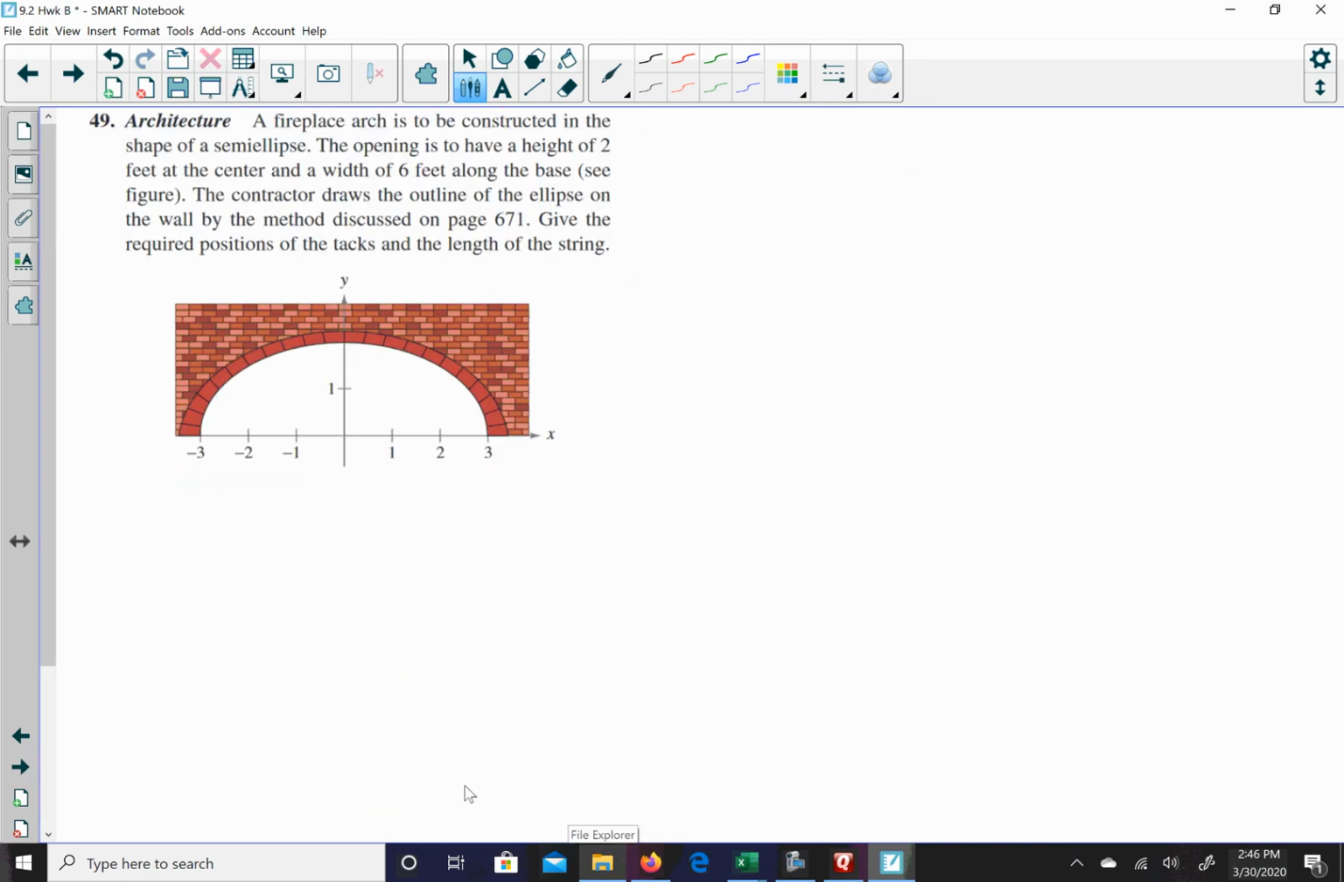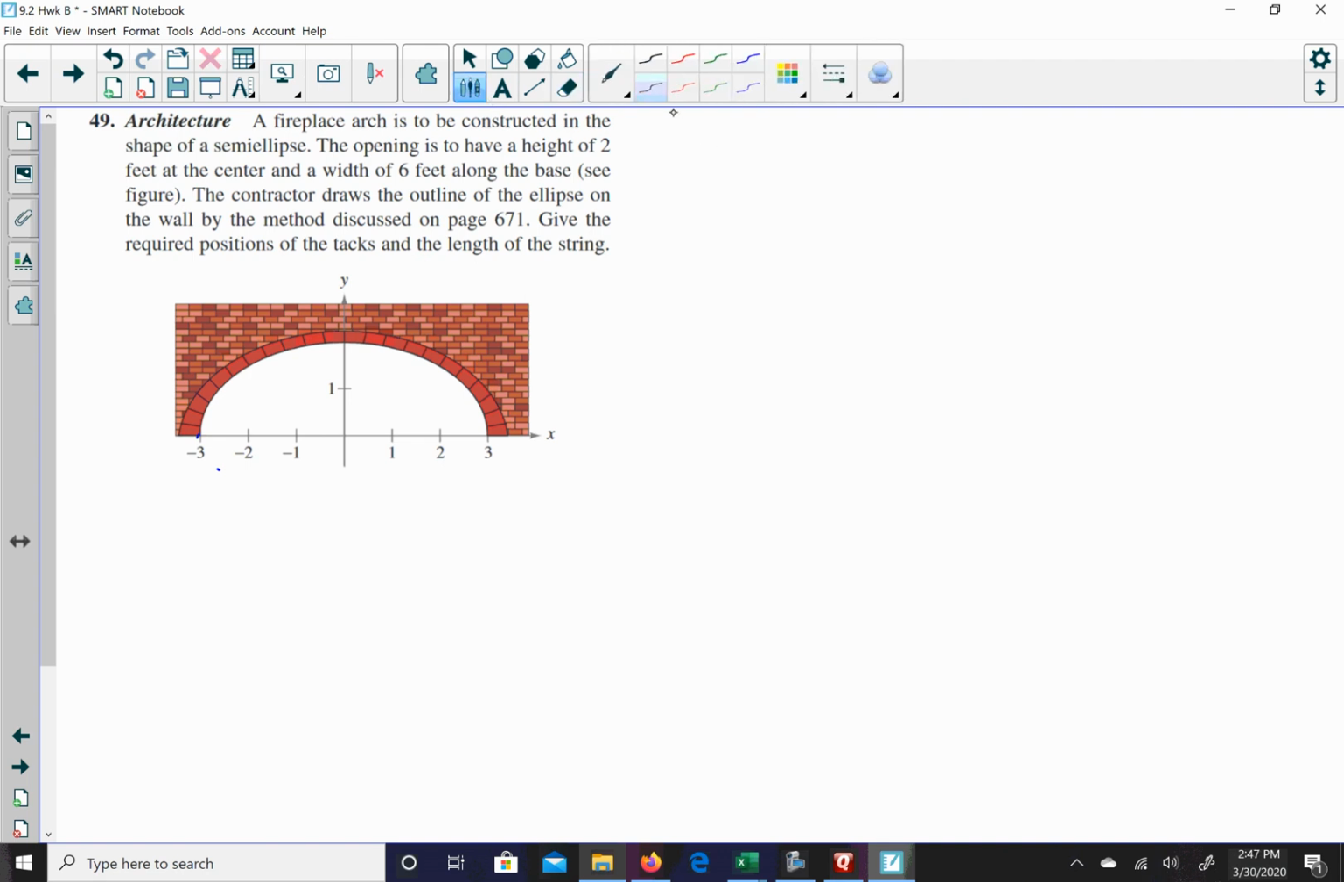Okay, the next one, I have a fireplace that is going to be constructed out of a semi-ellipse. So this is an ellipse, and then this would be the other half of the ellipse, but I'm only building the top part. The opening is to have a height of 2 feet at the center and a width of 6 feet along the base. And it wants to know, the contractor draws the outline of the ellipse on the wall by using the method discussed on page 671.